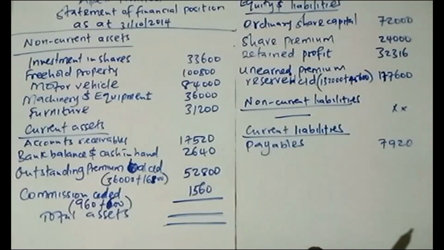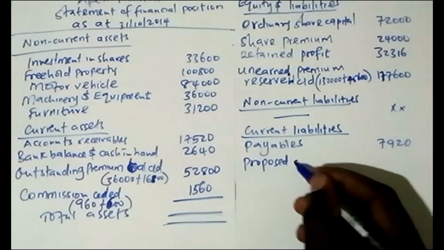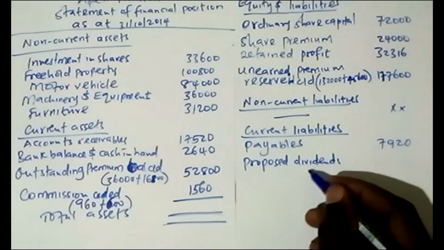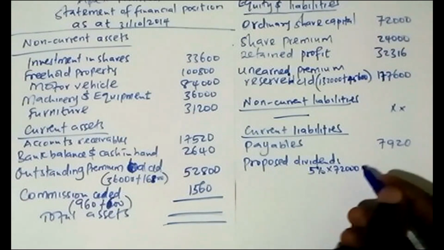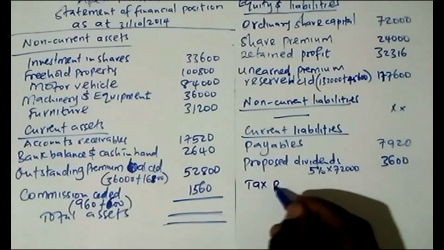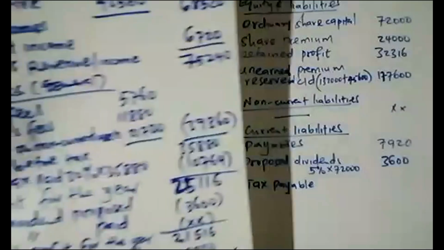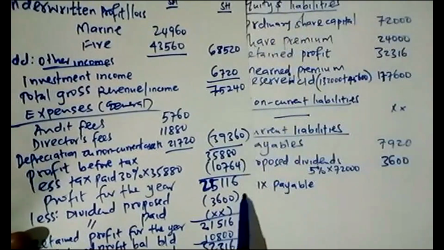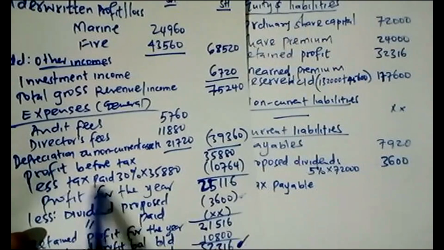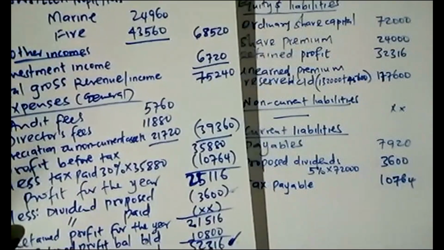Then after that, I have to record another current liability which was there. Like now the dividends which was proposed, it has not been paid. It was 5% of the capital. That one we already got, 3,600. We already did that. Then even the tax, the tax payable, the 30%. So I have recorded the tax payable, 10,764.